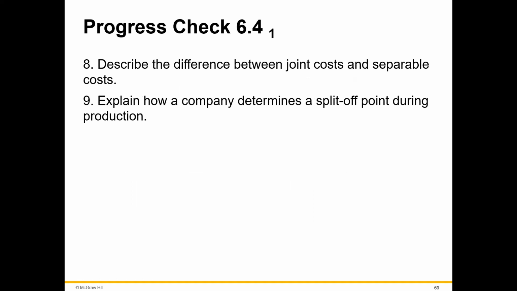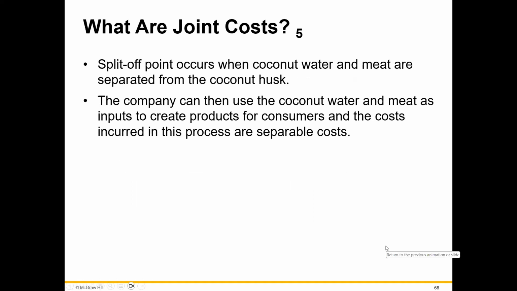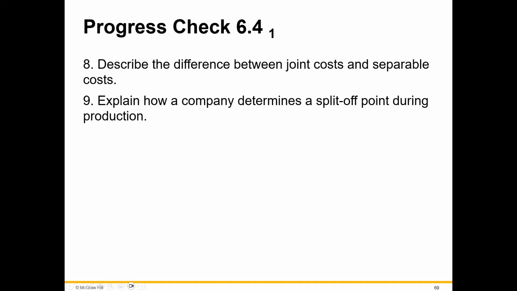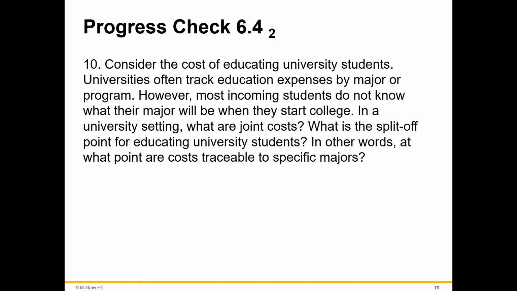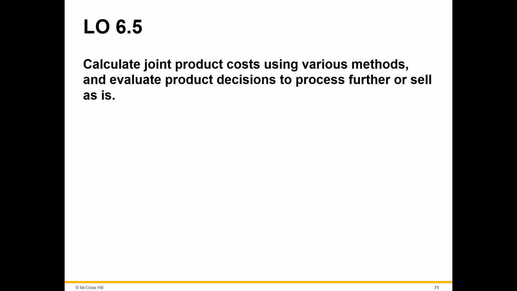All right. So with the coconut, the split off point happens when the coconut water and the meat are separated from the coconut husk. So you're physically separating the three sections of the coconut, the husk, the meat, and the water that's in the middle. The company can use the water and the meat to create other products. And from that point on, all the costs are separable. Okay. So keeping that in mind, we're going to talk about how to calculate what the joint product costs are using a couple different methods.